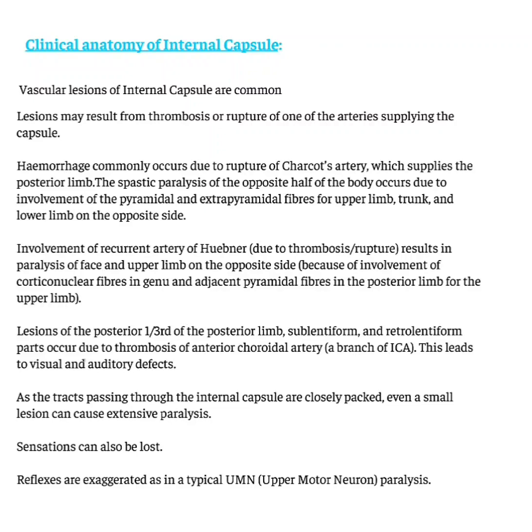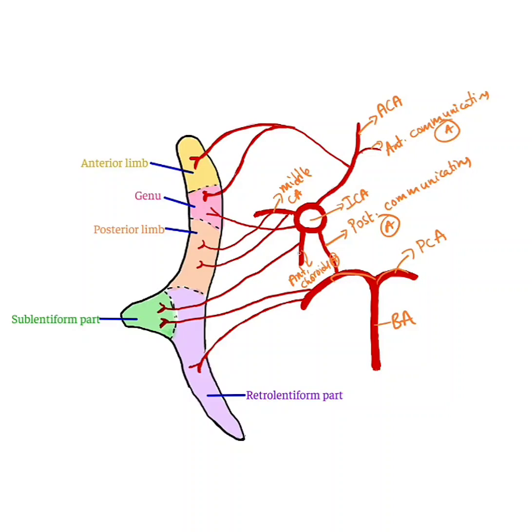Lesions of the posterior one-third of the posterior limb, sublentiform and retrolentiform parts occur due to thrombosis of the anterior choroidal artery, a branch of the internal carotid artery. This leads to visual and auditory defects. When the anterior choroidal artery is involved, it affects the posterior one-third of the posterior limb, sublentiform part and retrolentiform part.